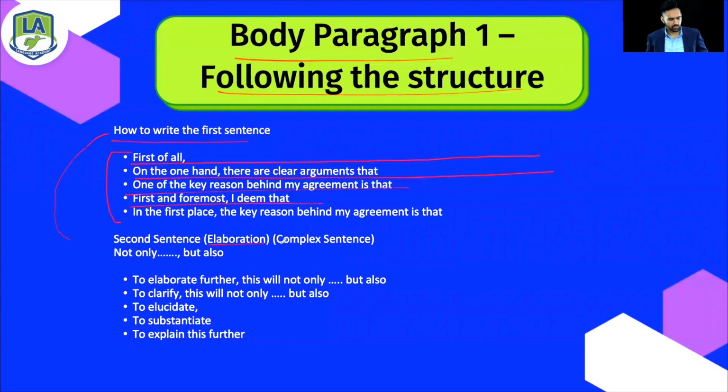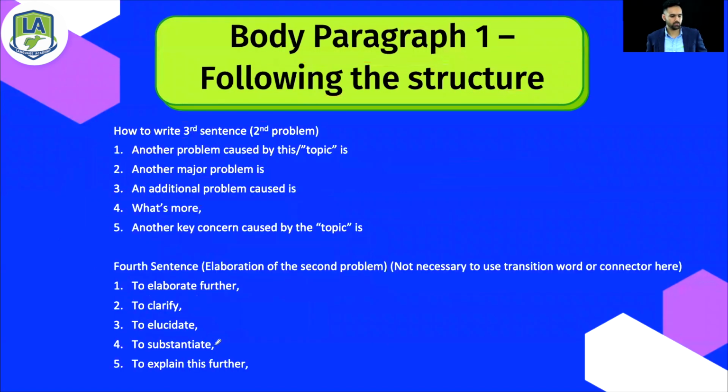Explanation: we have to elaborate it a bit, write a long, slightly complex sentence. We can say, this will not only lead to this, but can also cause this. To elaborate further, this will not only this, but also this. To clarify, this will not only this, but will also this. To elucidate, to substantiate, to explain this further.